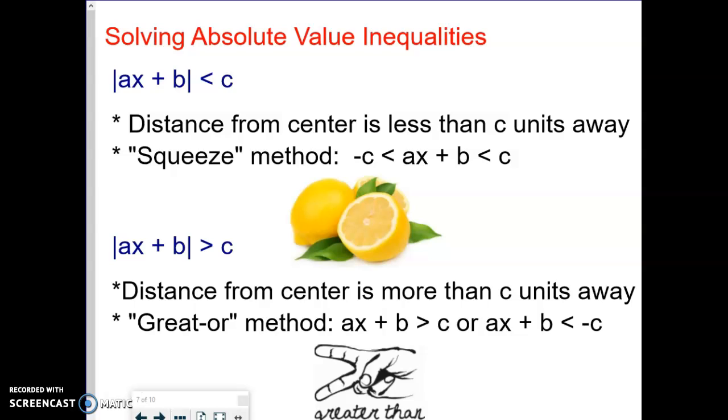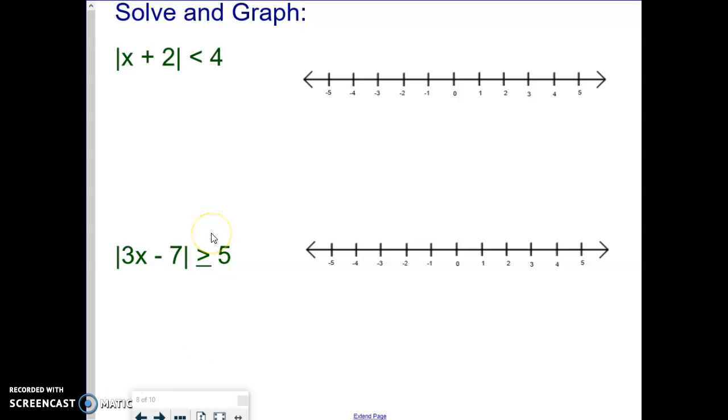Okay, everybody got this down? Let's rock and roll. Let's take a look at two examples. I have the absolute value of x plus 2 is greater than 4. So this is a greater than. The absolute value of x plus 2 is less than 4. So this is a less than. That's my and compound inequality.